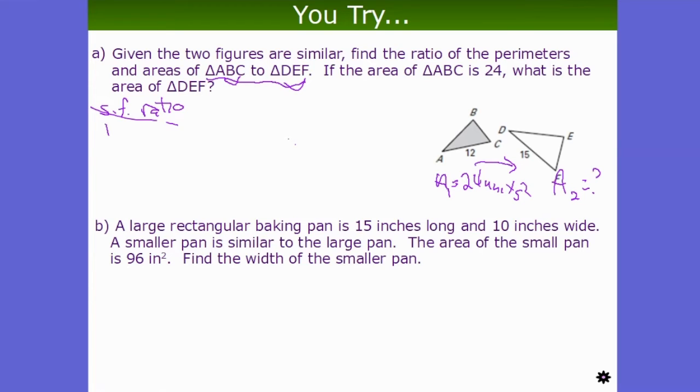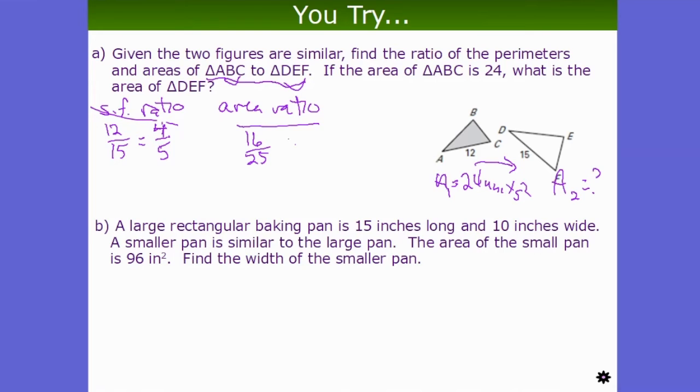So that is 12 over 15, which can be reduced. You could either use Desmos, or if they're simple ones like this, you can probably just do them. Divide top and bottom by 3. So that comes out to be 4/5. That's my scale factor ratio, my side ratio. So I want my area ratio, which will just be the square of that. So 4 over 5, you square that, you get 16 over 25. And that's the ratio that I expect for my areas.